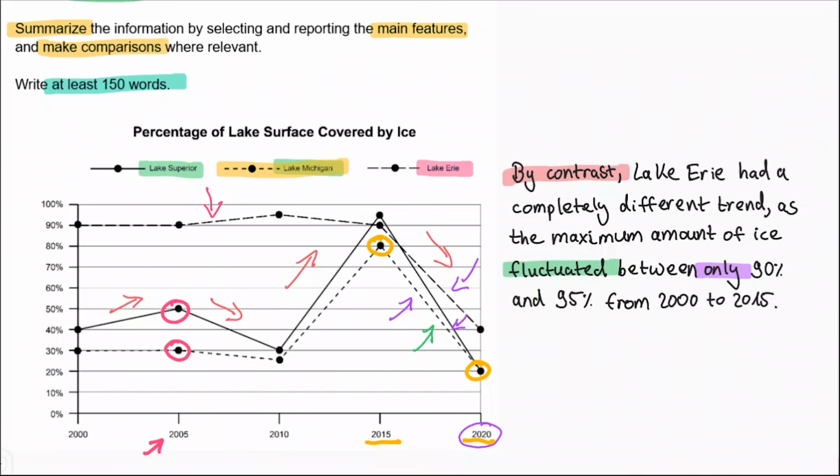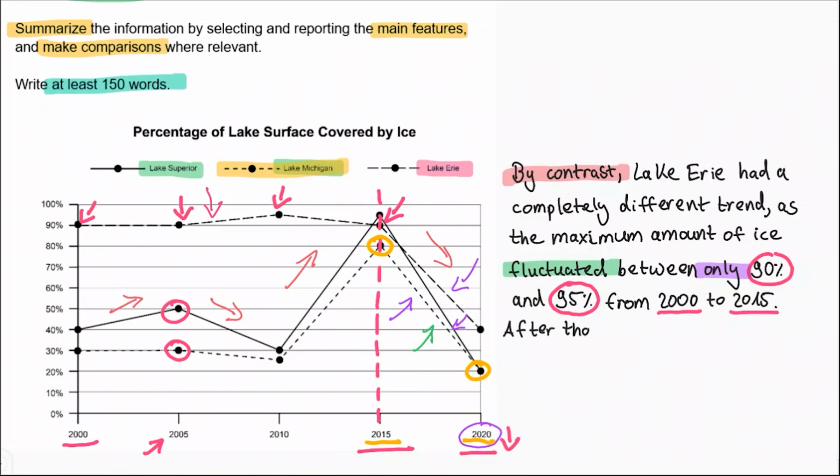I'm trying to say that the ice coverage in two lakes varied lots, but the coverage in this lake varied only a bit. As you can see, words like only are great tools for stressing your message. Let's move on to the last point that we talked about earlier. We noticed a big drop in 2020, right? We need to establish that for Lake Erie.